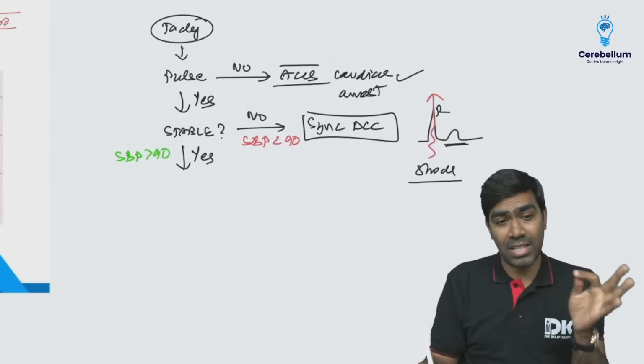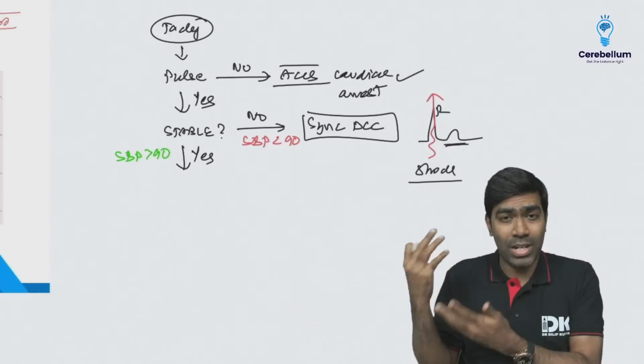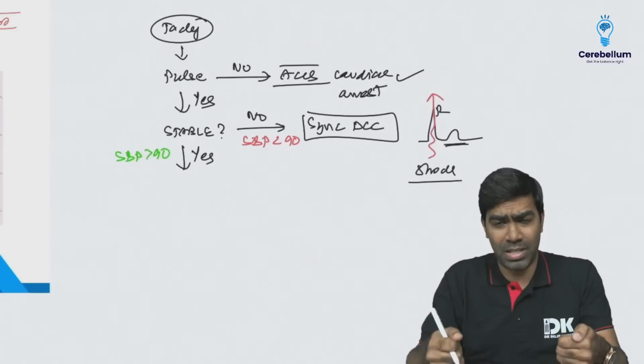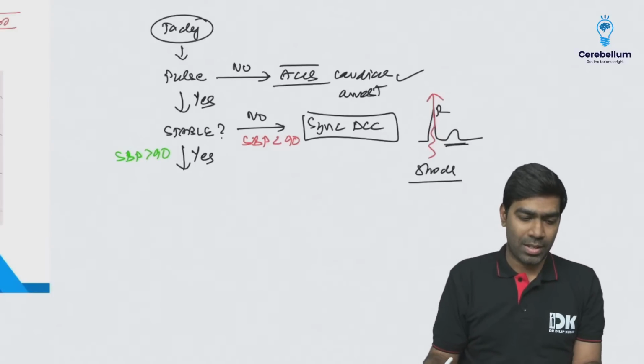That's called synchronized DC cardioversion. In some situations, you need not synchronize, like cardiac arrest situations. If you know it's a shockable rhythm, you need not synchronize. Just press, no need to press the sync button. Unsynchronized, that's called defibrillation.